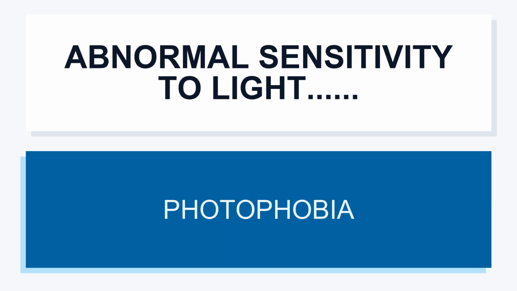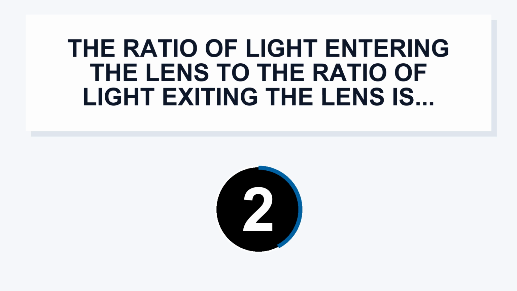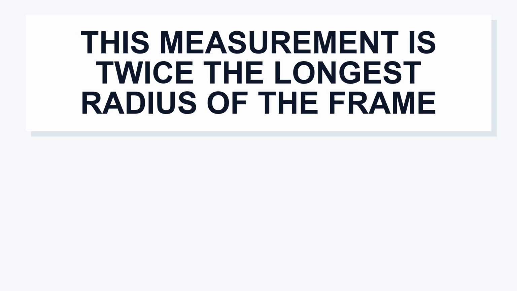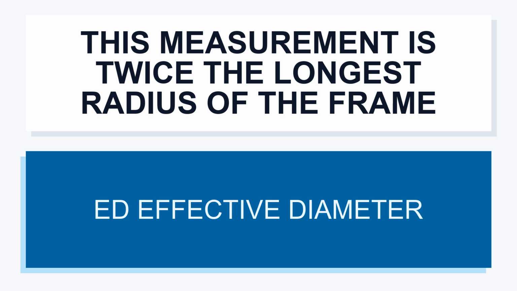Photophobia. The ratio of light entering the lens to the ratio of light exiting the lens is transmission. This measurement is twice the longest radius of the frame. At effective diameter.